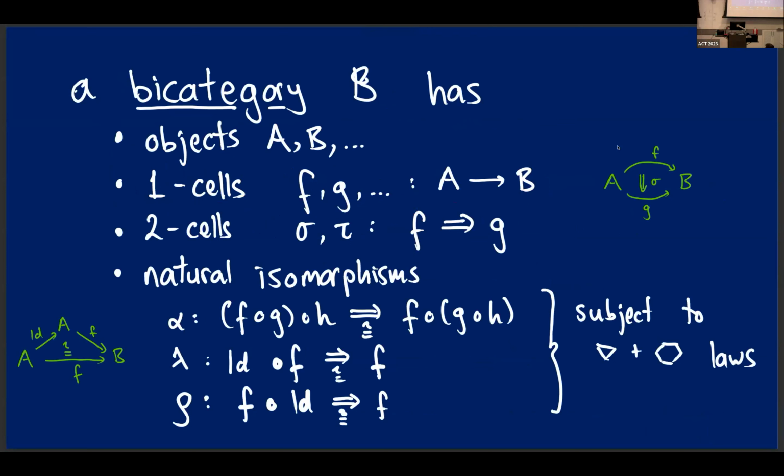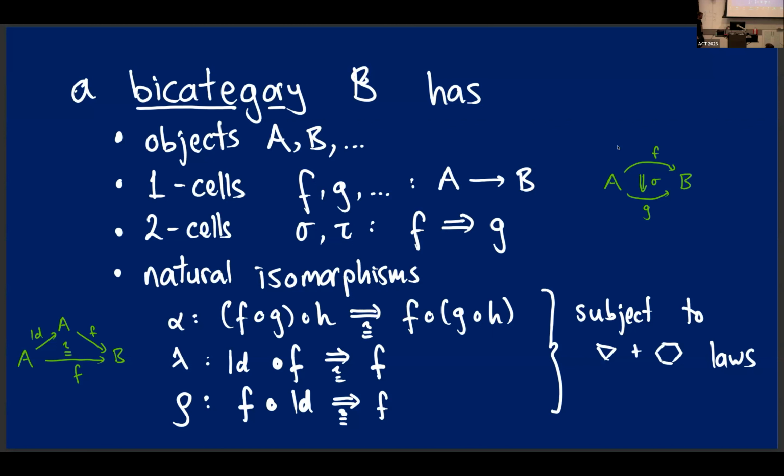We've got 1-cells, F and G, and between those we have 2-cells. And the important point is that we have associativity and unit laws for composition, which don't hold on the nose but hold up to isomorphism, and those isomorphisms are well behaved. Okay, so we can draw our 2-cells between our 1-cells in this picture like this, and instead of having F following the identity being equal to F, instead it's isomorphic.